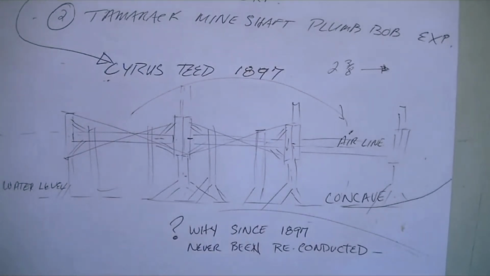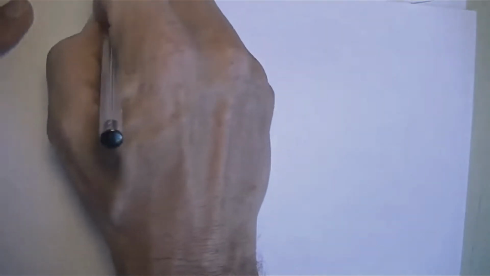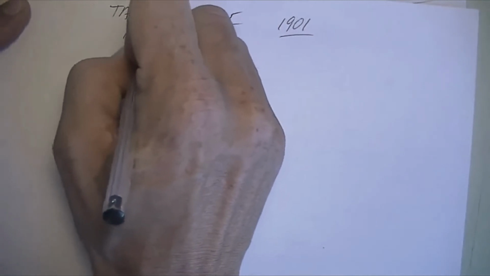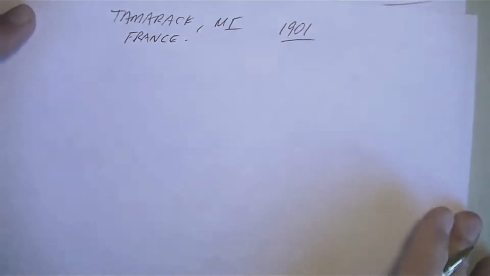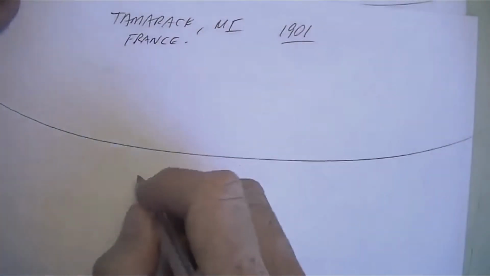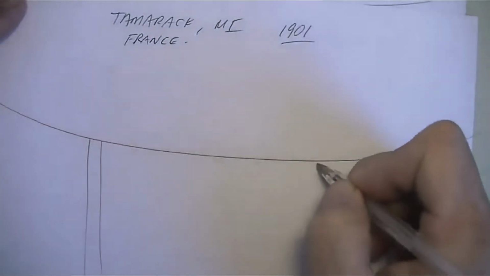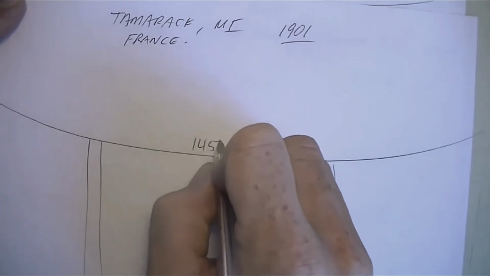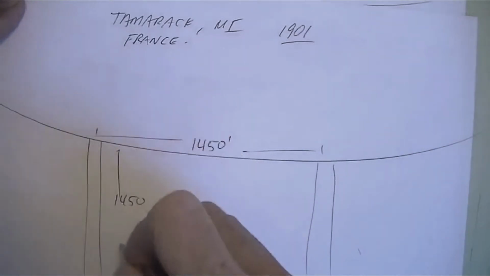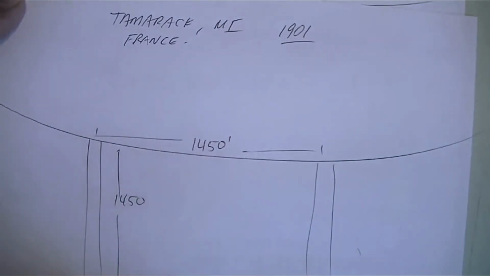Okay. The second one I wanted to tell you about was the Tamarack mine shaft in Tamarack, Michigan, back in 1901. And also in France. I'm not sure of the city, but it was reproduced in France as well. They were scratching their heads once again, because there were two separate mine shafts, okay? They were 1,450 feet apart and also 1,450 feet deep. There was a well between the two shafts.